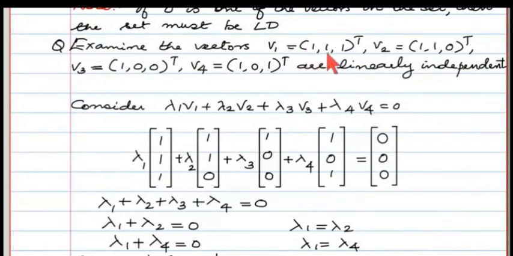Examine the vectors v1 = (1, 1, 1), v2 = (1, 1, 0), v3 = (1, 0, 0), v4 = (1, 0, 1). Are these transpose vectors linearly independent? First, we consider the equation lambda 1 v1 plus lambda 2 v2 plus lambda 3 v3 plus lambda 4 v4 equal to 0. Lambda 1 times the first vector (1, 1, 1), lambda 2 times the second vector (1, 1, 0), lambda 3 times the third vector (1, 0, 0), and v4 is (1, 0, 1). So this is equal to (0, 0, 0).